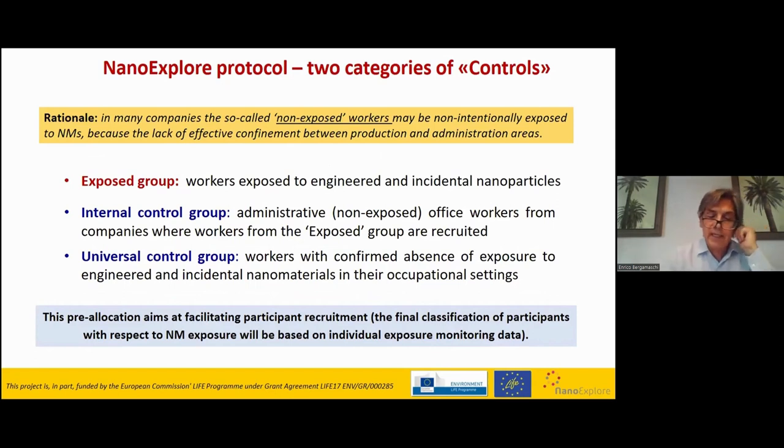It is noteworthy that in many companies, the so-called non-exposed workers may be unintentionally exposed because of the lack of effective confinement between production and administration areas. For this purpose, we suggest splitting the non-exposed group into 2 subgroups: a group with negligible or low nanomaterial exposure, the so-called internal control group, consisting of administrative office workers from the same company where the workers for the exposed group are recruited, and a true non-exposed group, the universal control group, consisting of workers with confirmed absence of exposure to nanomaterials in their occupational setting. This pre-allocation has only the purpose of facilitating participant recruitment, but the final classification of participants with respect to nanomaterial exposure will be based on individual exposure monitoring.